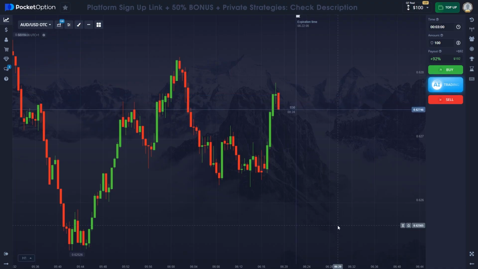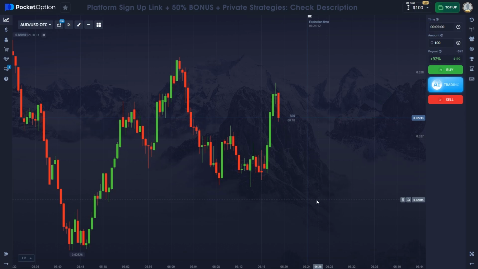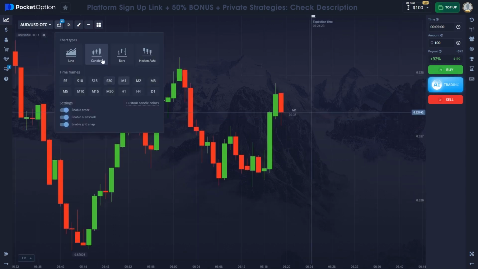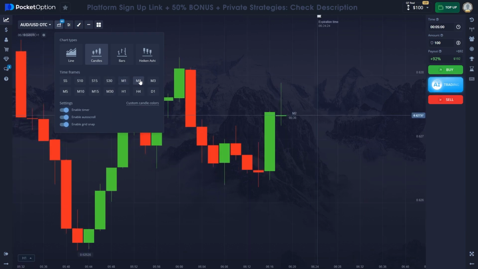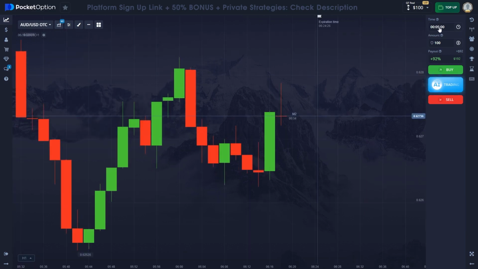And today I'd like to do a small entertaining experiment and make interesting content. I found one strategy that many people praised. I have $100 on my balance and I will enter each trade with a full deposit. This is risky. We select a candlestick chart type with a time frame of 2 minutes. We set the expiration time to 3 minutes.